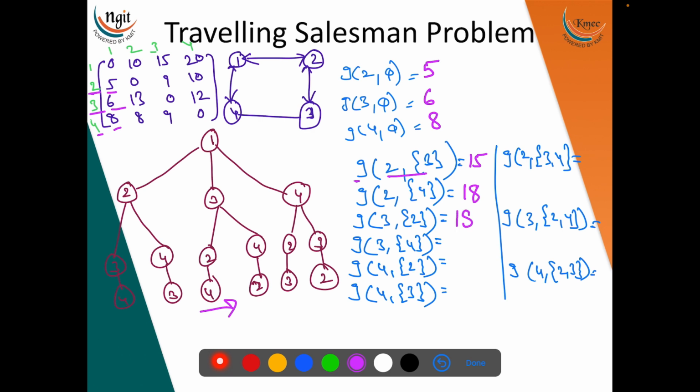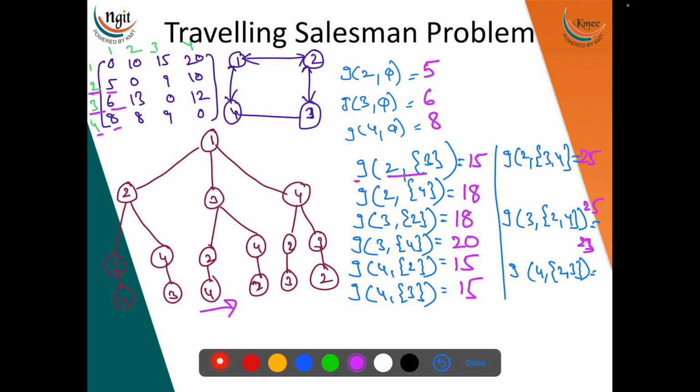Then you can copy over here. 3 comma 4 value is 20, 4 comma 2 is 15. So I am writing all this from the recursive tree. I am not writing blindly. From the recursive tree I am writing all these values. This is 25 and this is 23.